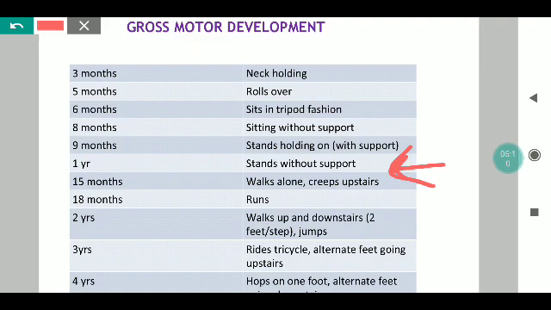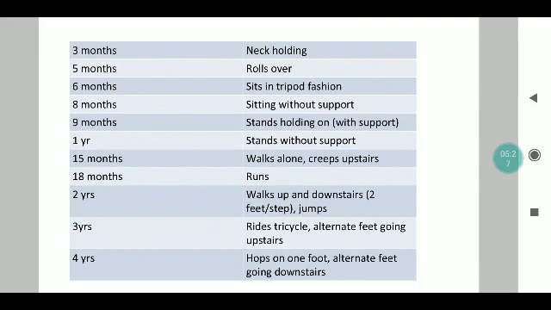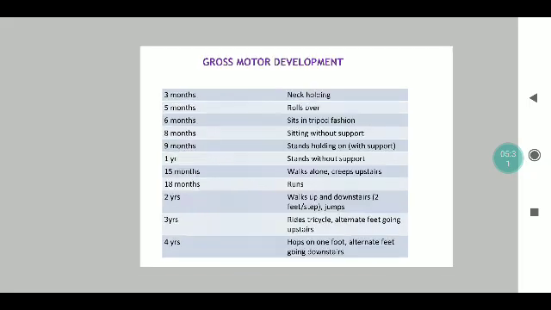By 15 months, a child is able to walk alone and is able to creep upstairs. By 18 months, a child is able to run. By 2 years, a child is able to walk up and down the stairs with 2 feet per step. By age 3 years, a child is able to ride a tricycle. It's easy to remember that: 3 for 3, 3 for tricycle. And by 4 years, a child is able to hop on one foot and alternate the feet between the steps.